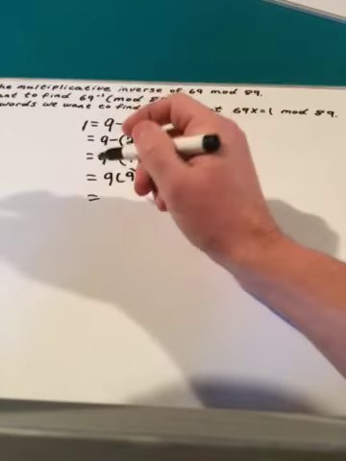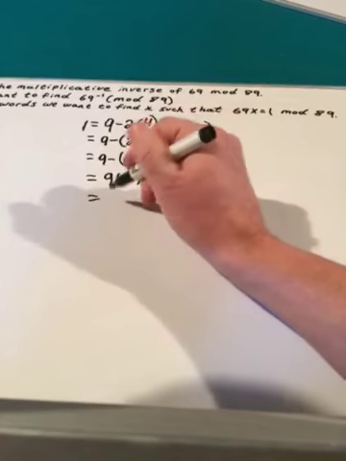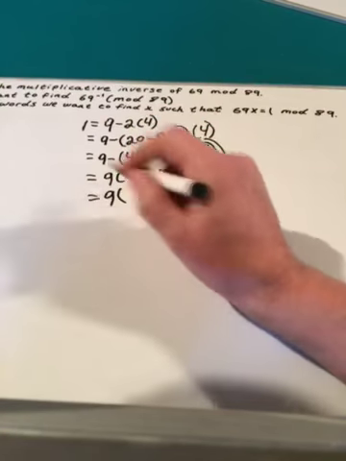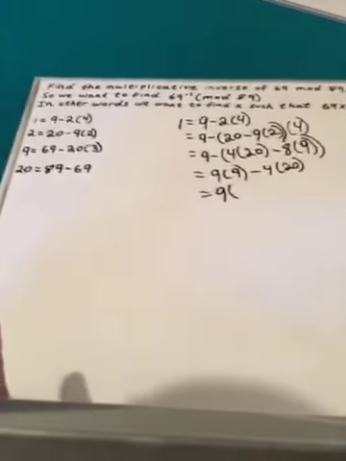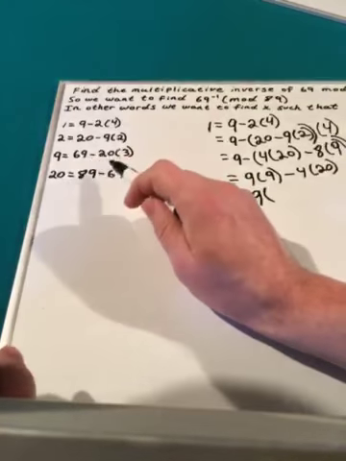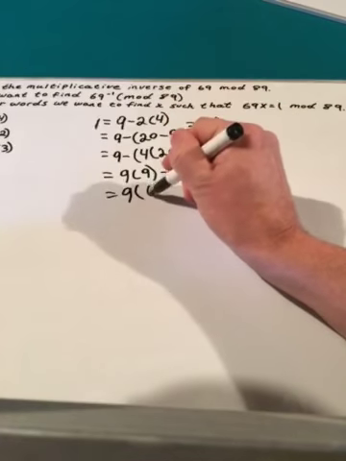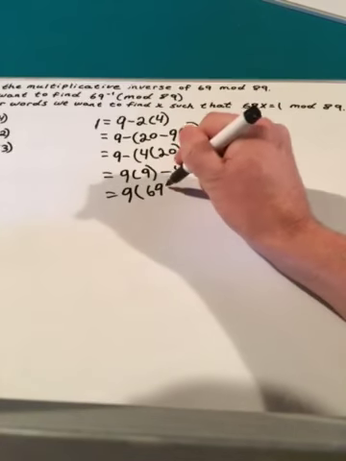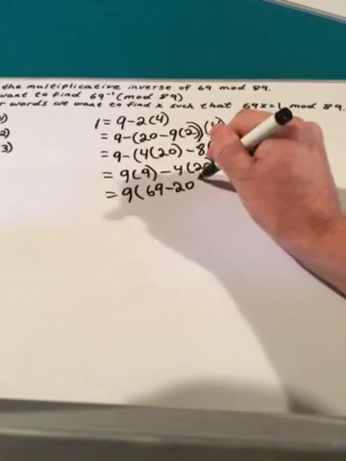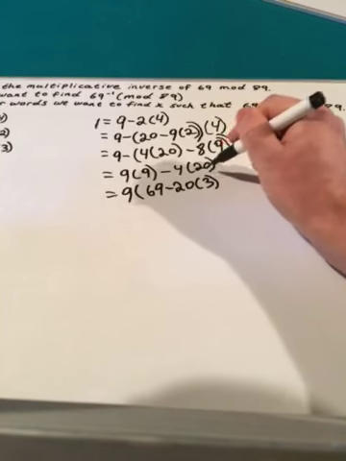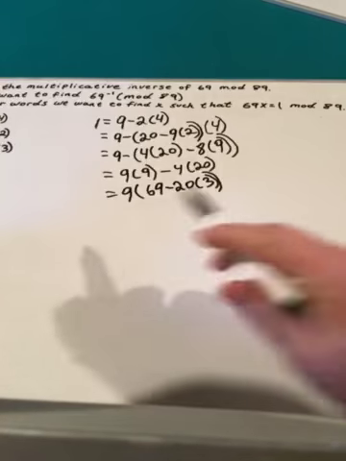Because this is how many 9s. So you don't want to solve for both 9s. Just the 1 9, and say we have 9 times, well, 9 is 69 minus 20 times 3. Okay, so this is 69 minus 20 times 3. All right, and that whole thing right there is just 9.